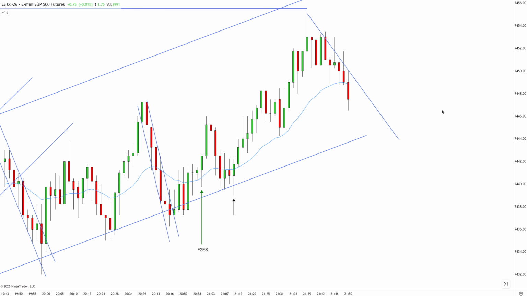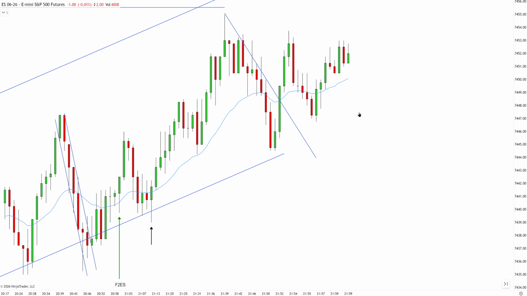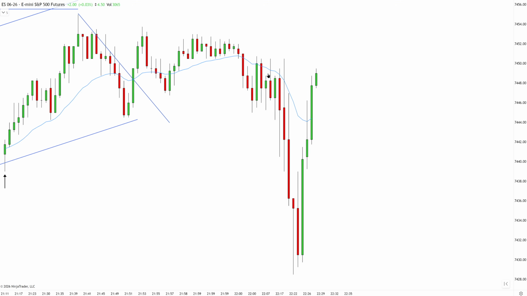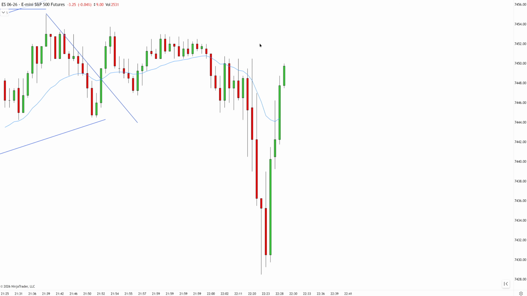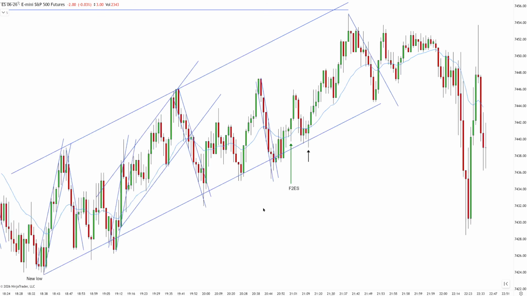I have to redraw the downtrend. I was getting way too late. The market is about to close. And you can see the market tried to test the new high and is still attempting. So this is the overall structure for today.